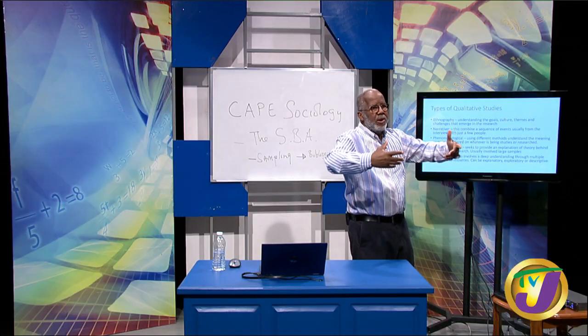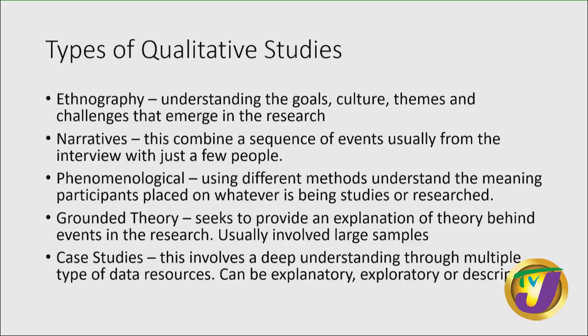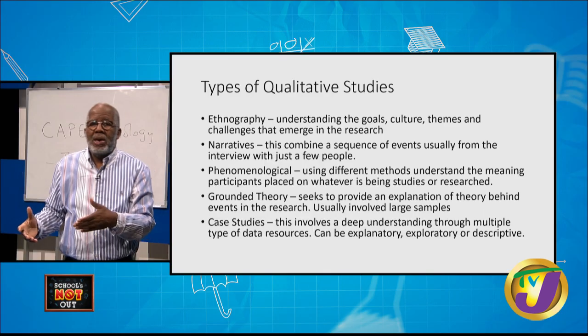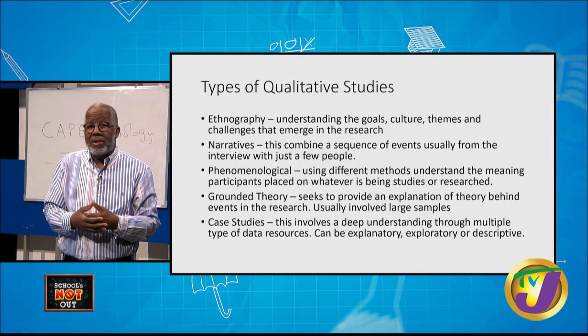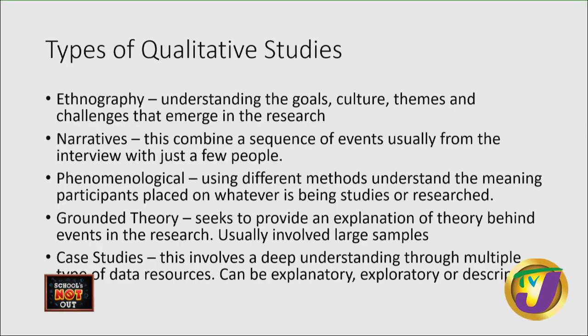You use a theory to explain the data that you're seeing, the trends that you're seeing. And since it's a sociology SBA, you must use sociological theories. And the last one is case studies. This involves a deep understanding through multiple types of data sources. It can be explanatory, exploratory, which I had explained last week, and can be descriptive.